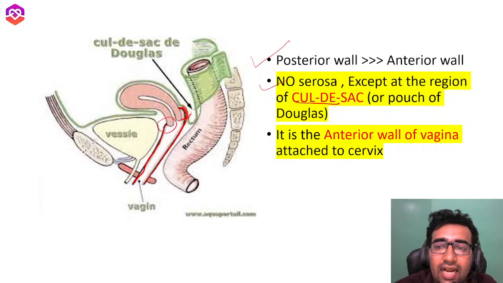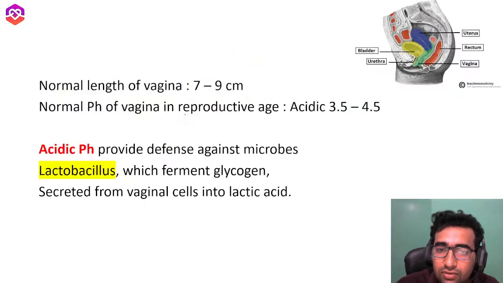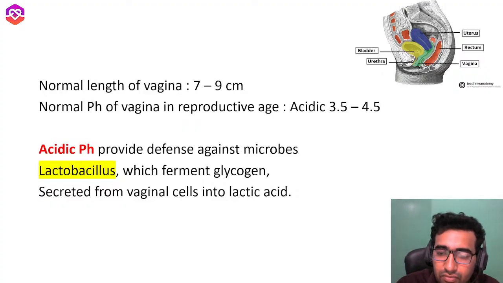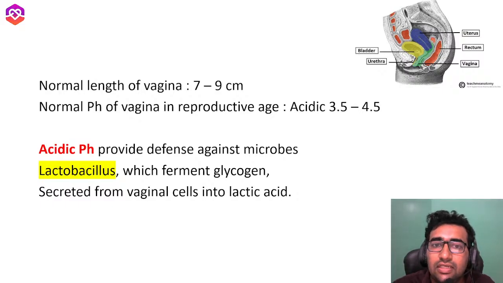Okay, more than that, the anterior vagina is attached to the cervix. Which wall of the vagina is attached to the cervix? If somebody asks you, answer: the anterior vaginal wall. You can see here, it's attached here. Okay. Now, next point. What's the length of the vagina? Just wait. The length of the vagina is about 7 to 9 centimeters.